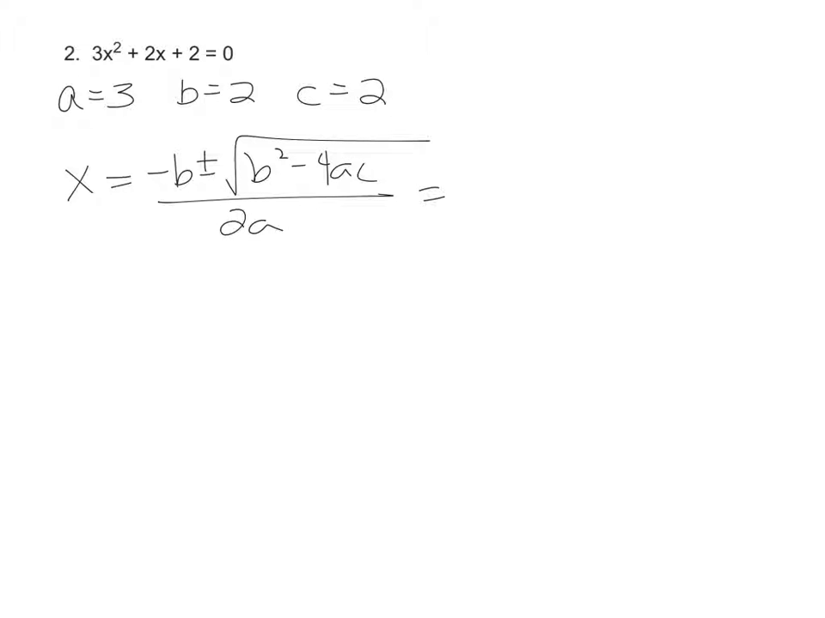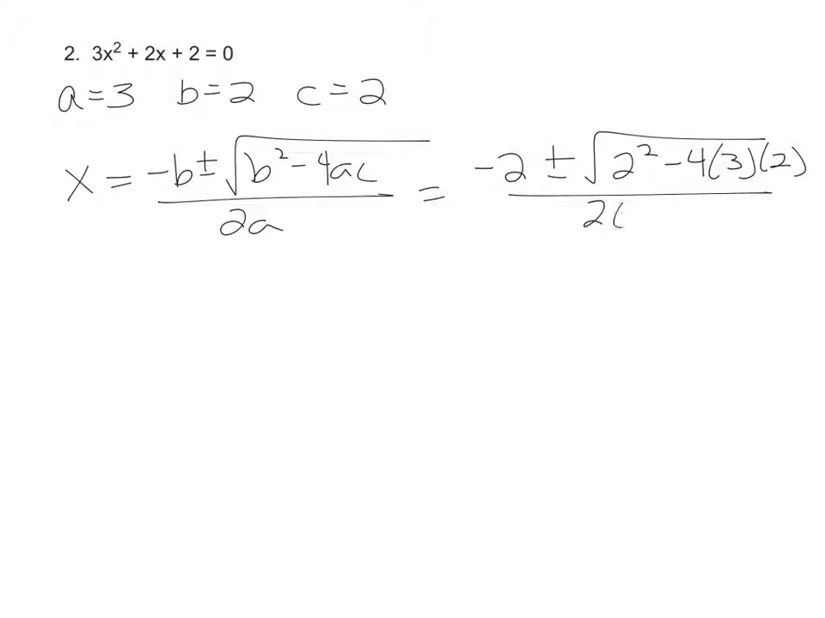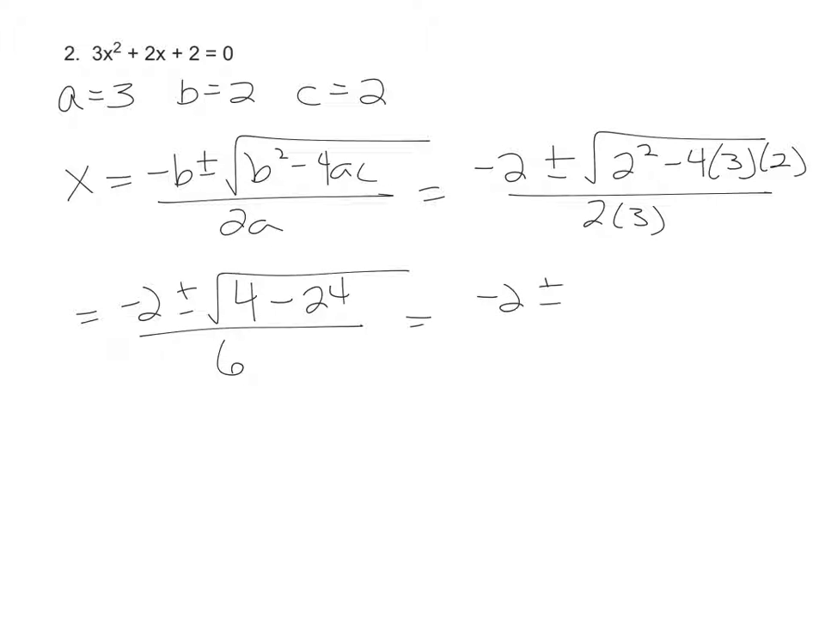And now all I'm going to do is plug in. So I have negative 2 plus or minus the square root of 2 squared minus 4 times 3 times 2, all over 2 times 3. So if I simplify here, I have negative 2 plus or minus 2 squared is 4, minus, and notice that stays minus here, I have 4 times 3 times 2, which is 24, all over 6. So here I'm going to get negative 2 plus or minus the square root of negative 20.